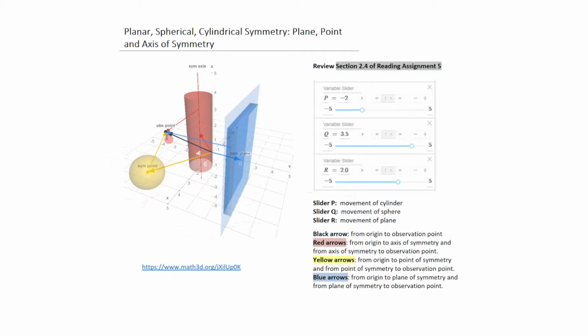That's why you see two arrows here, and two arrows here, and two blue arrows here, where the blue arrows are from the origin to the plane of symmetry and from the plane of symmetry to the observation point. So these are three cases we'll look at. In our example, we're just going to look at an example where we have two displaced cylinders.